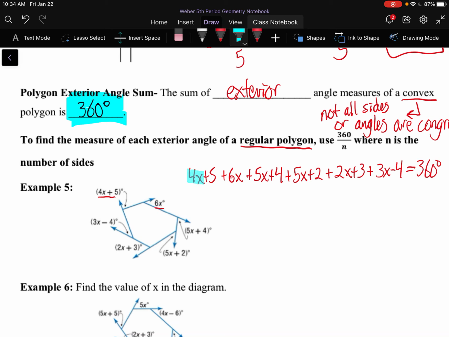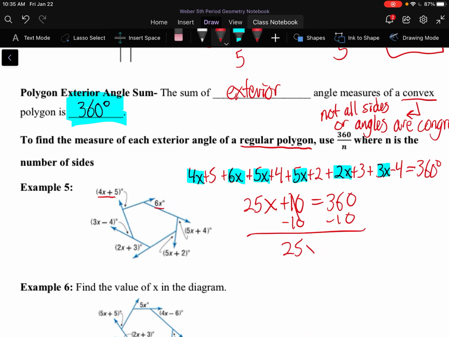I can combine all my x's. I have a 4x, a 6x, 5x, 2x, and a 3x. If I combine those, I get 25 x's. And if I combine my constants, I get positive 10. And this still equals 360 degrees. Now I can easily solve for x. Subtract 10, subtract 10. I'm left with 25x equals 350. If I divide by 25, divide by 25, x equals 14.